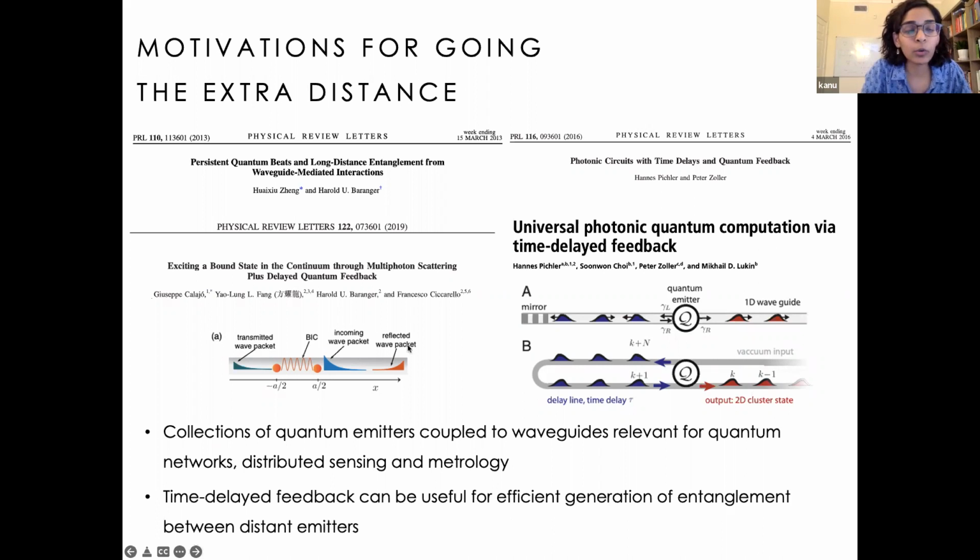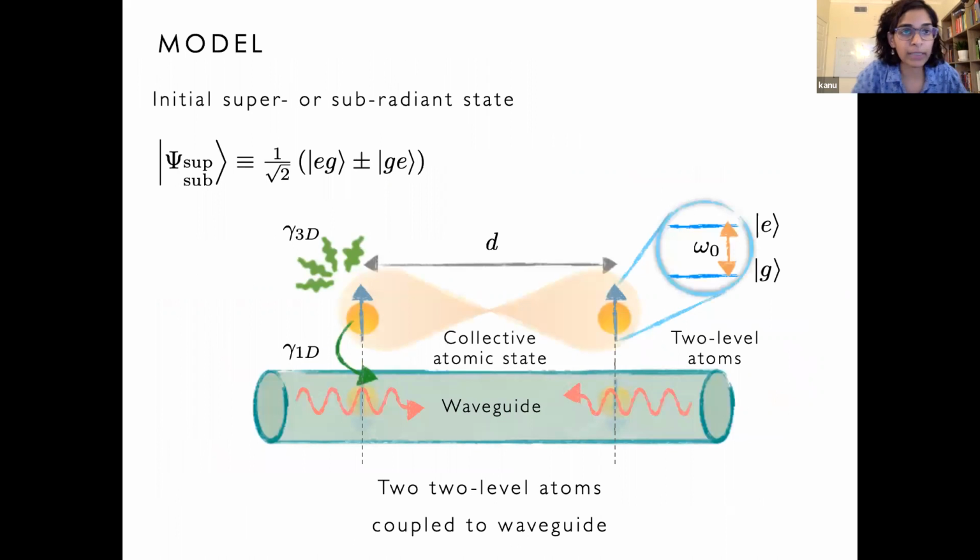Okay, so with that motivation, we can jump right in to a toy model which describes the system that we are interested in. So here, for example, we have again two-level atoms that are each coupled to the waveguide in this case, and at a distance d from each other. And we assume that they're initially prepared in a super- or subradiant state.